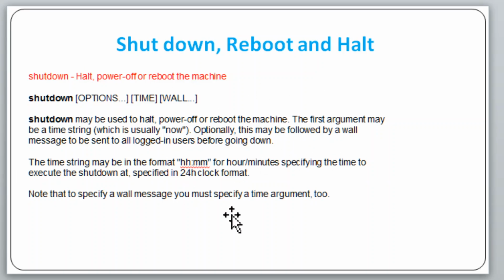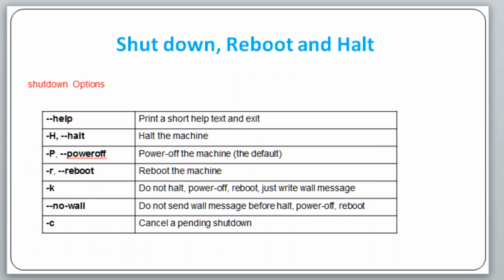Or I shouldn't say the systems, but all the users on the current system are going to get that message, whatever it may be. So the time string may be in the format hours:minutes. And you're doing that to specify the time to execute the shutdown at, and it's in a 24-hour clock. So if you want to do 2 o'clock, it would be like 14 instead of just 2, okay? And guys, note that in order to specify a wall message, you must specify a time argument too, okay?